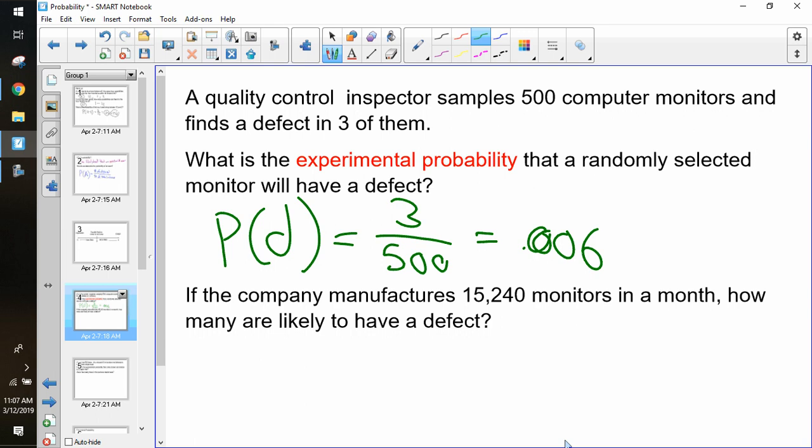Once again, we're looking for between 0 and 1. So 0.006 is between 0 and 1. It's very close to 0, so it's very, very unlikely to occur, but it has a chance. But if it is 0, it means it's not going to happen. And it is possible to get 0.